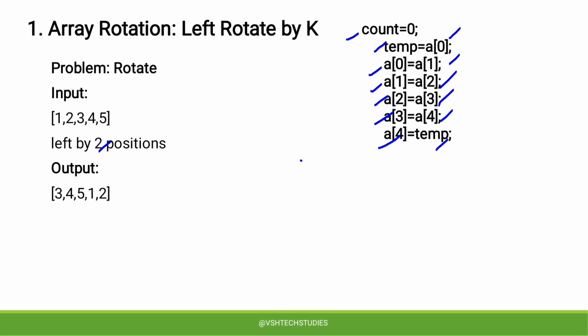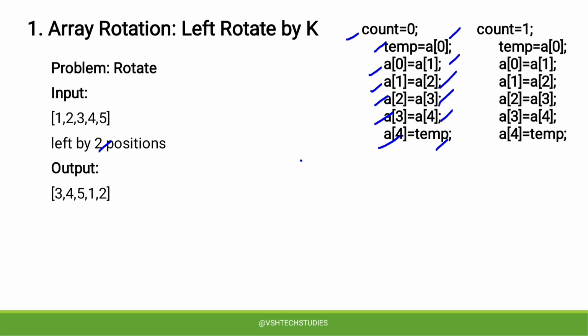This is what we have discussed so far. In the second iteration, count is incremented by 1, indicating that this is the second time we are doing the rotation work. So temp is copied with the first element in the array, the first element is copied with the second element, then the third with the fourth, the fourth with the fifth, and the fifth element is copied with the temp memory location content.